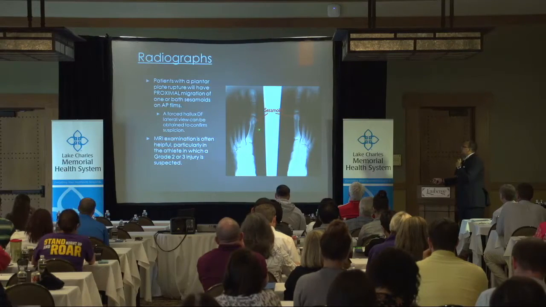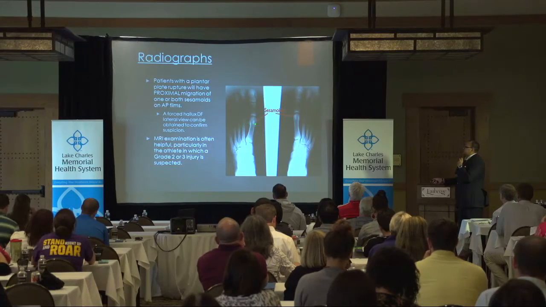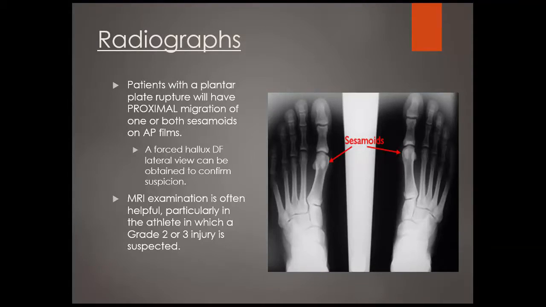Radiographically, you're going to see a proximal migration of the sesamoids compared to the contralateral foot. I'm a huge proponent of getting contralateral films in order to compare subtle injuries that you may find on the x-ray. And obviously, if you do see this and a patient does have marked instability of the great toe joint, an MRI is warranted.